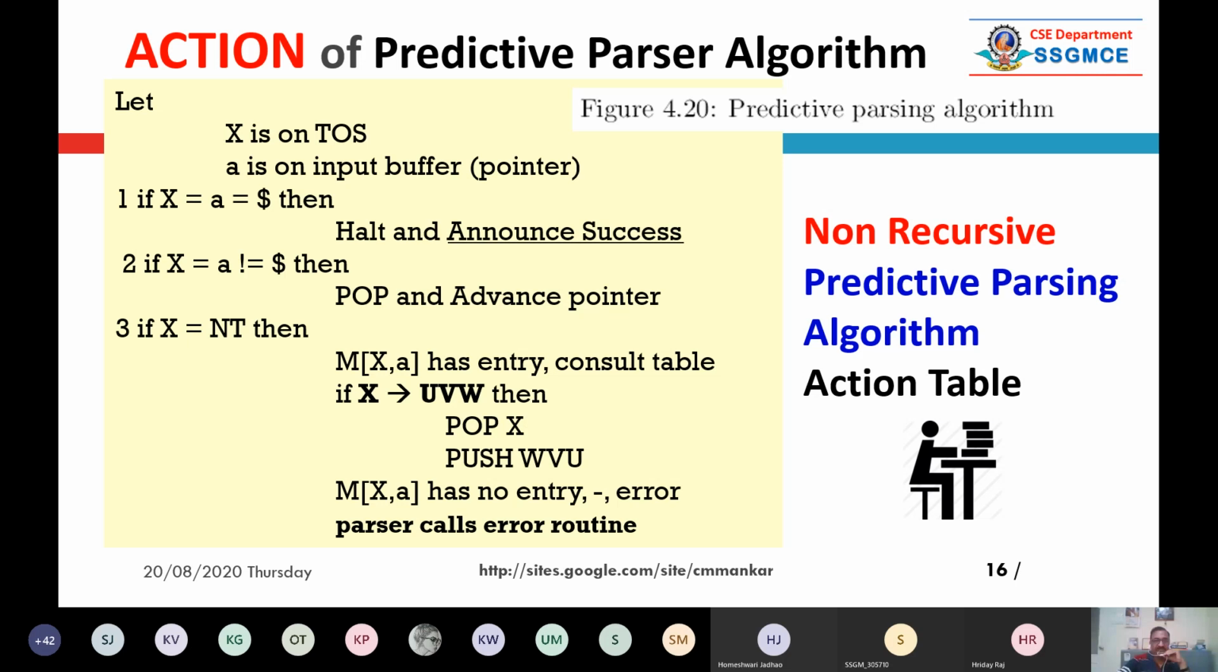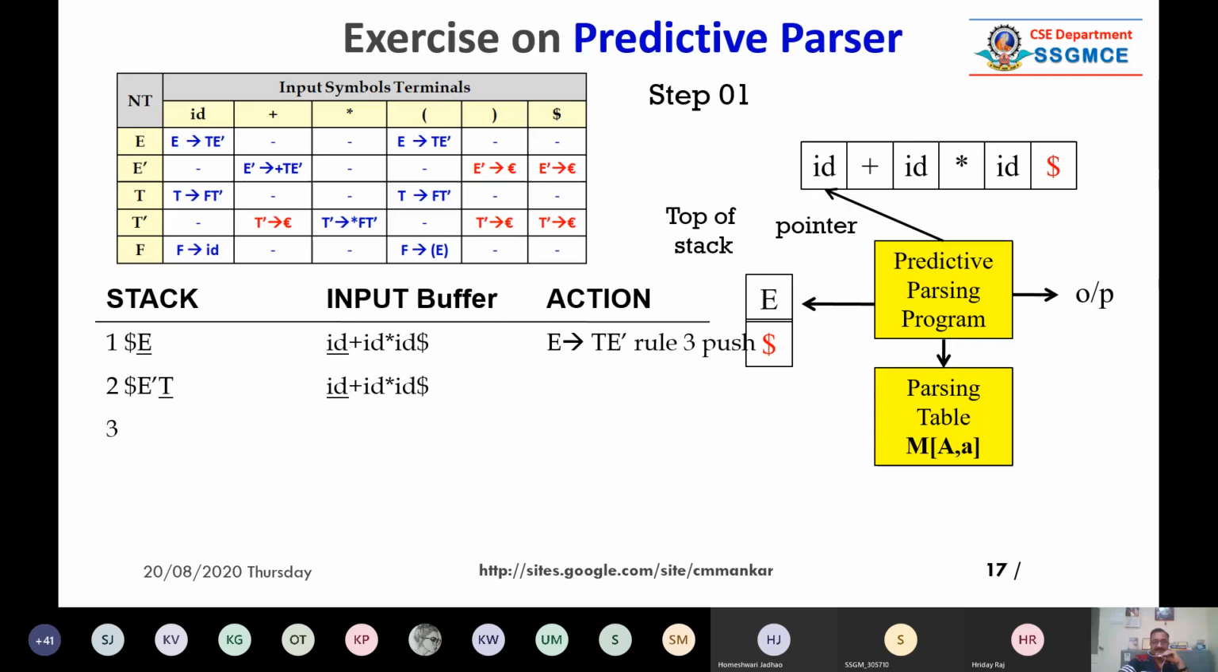So anyway, simple rule is that if top of the stack contains dollar, then halt and announce. If it doesn't contain dollar, it contains something, then pop and advance the pointer. And third is that if the top of the stack contains capital letter, that is non-terminal, then pop the non-terminal and push the right hand side of that non-terminal. This is simple. So this is called a non-recursive predictive parsing algorithm and its action, or I call it action table. So whatever the slide number 16 is, it is a summary or crux of the previous algorithm. So let us go ahead.